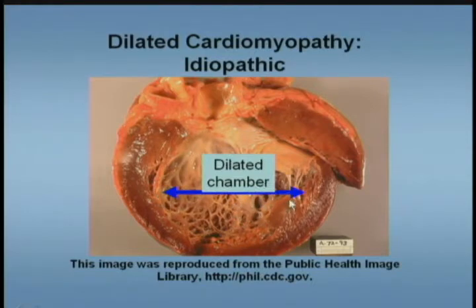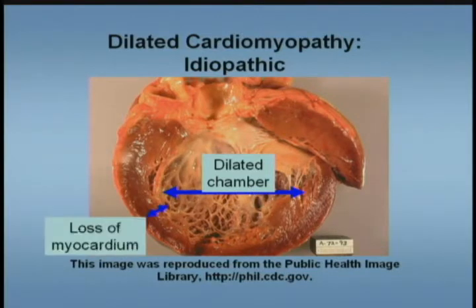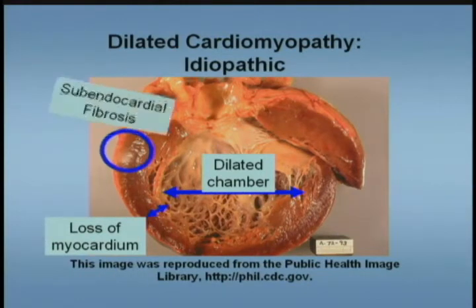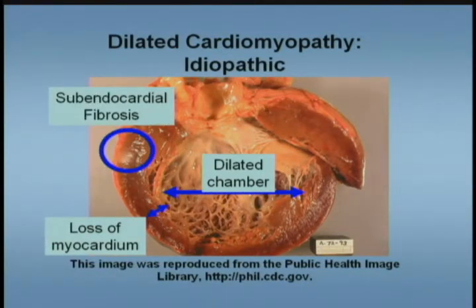Now, that is a big dilated chamber. That's what we meant by left ventricular end systolic diameter. At the end of systole, how much can it empty? The wall has become thin as the chamber dilates. So, subendocardial fibrosis. The walls become thin as the chamber dilates, and it can become fibrotic as well. It just means it doesn't contract so well.